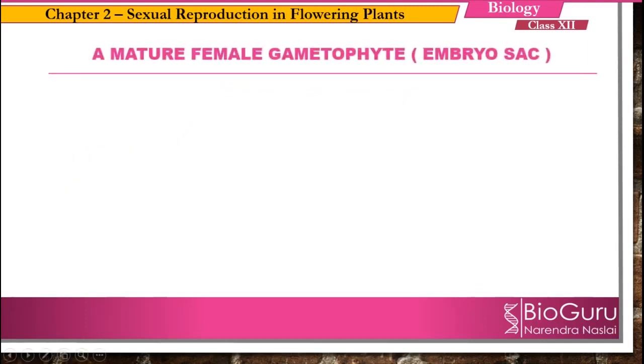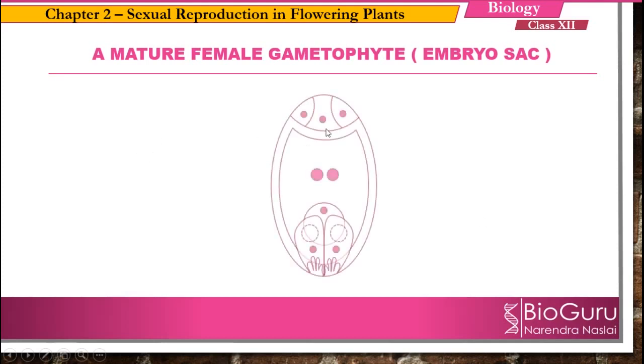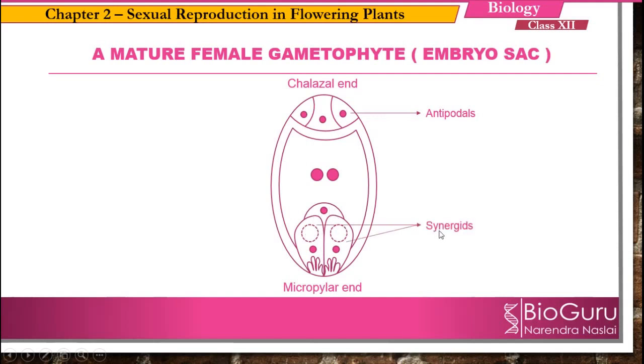Now let us study the mature female gametophyte, that is the embryo sac. So here this is the structure of the female gametophyte or embryo sac. This one is the micropylar end, and opposite to that is the chalazal end. Clear? Now towards the chalazal end, there are 3 cells. These cells are called antipodals. Now towards the micropylar end, you will see another 3 cells. Out of these 3 cells, these 2 cells are called synergids. And at the bottom of the synergids, if you observe, there are finger-like projections. These are called the filiform apparatus.